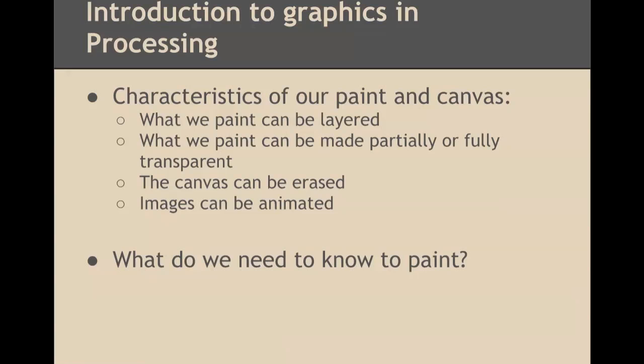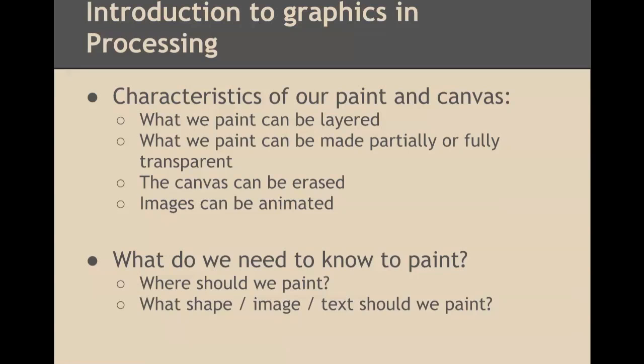So, what do we need to know in order to paint? We need to know where we should paint on the window, on the display window, on the virtual canvas. We need to know what we're going to paint. Is it a shape? Is it an image? Is it a piece of text? Is it a single dot? Whatever, we need to know that. And we need to know what color we're going to use for that particular piece.